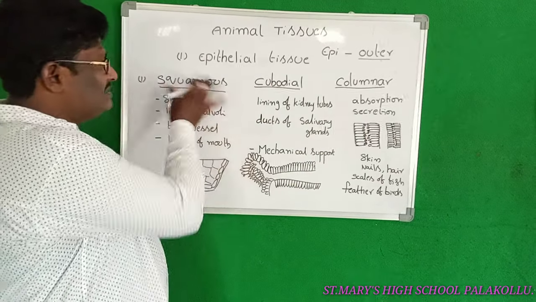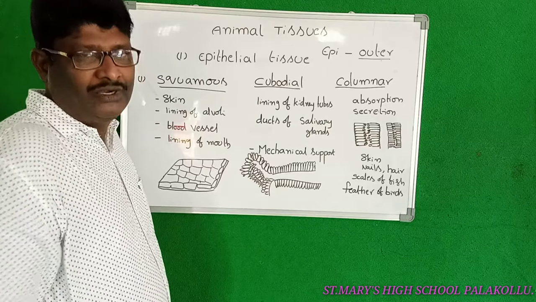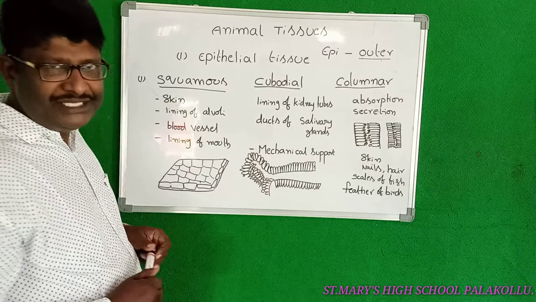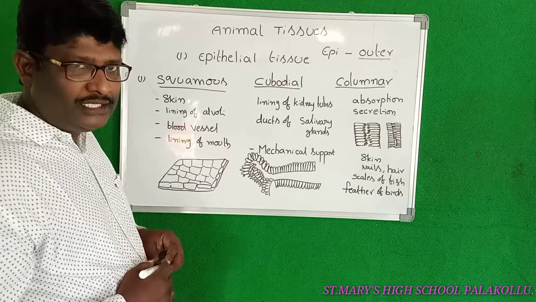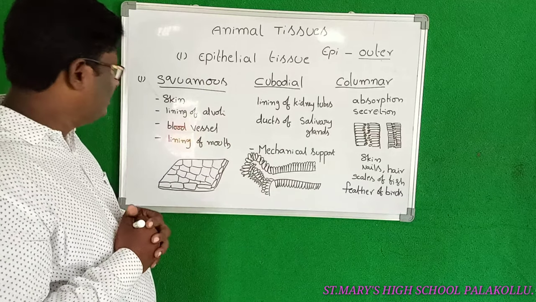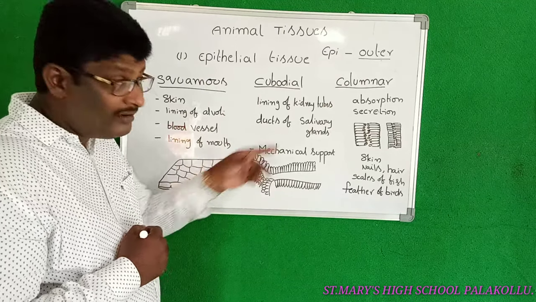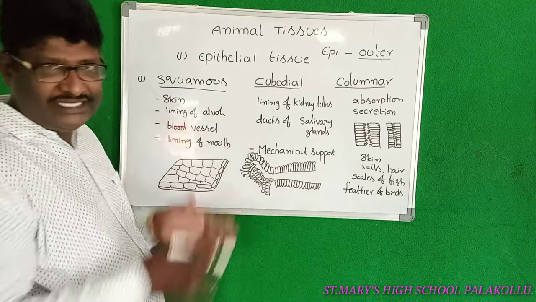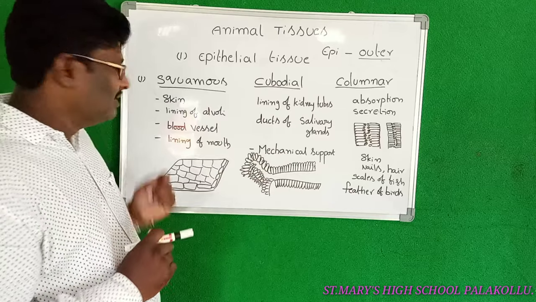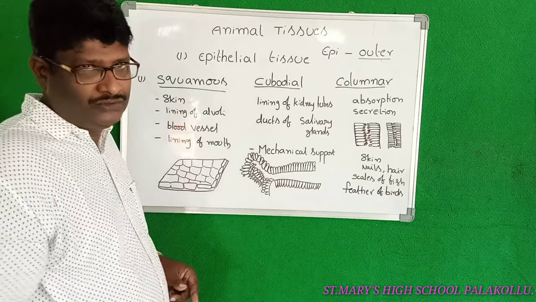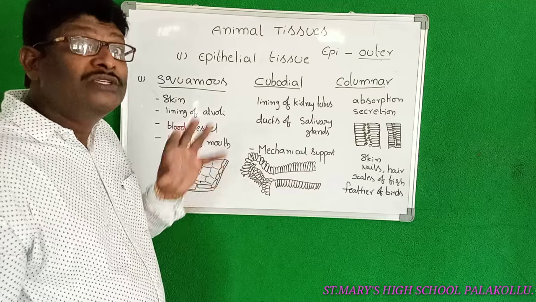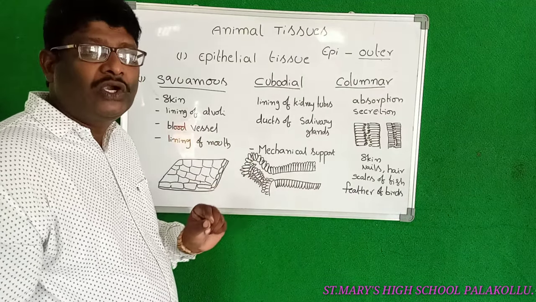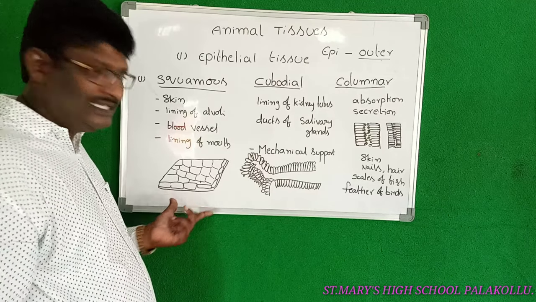Okay. What is the squamous epithelial tissue? The squamous epithelial tissue is located in the skin and the lining of alveoli. I already explained the lining of alveoli, and the blood vessels. Next, the lining of the mouth. In those areas there is an epithelial tissue, and that tissue is called squamous epithelial tissue. The cells are arranged like that.